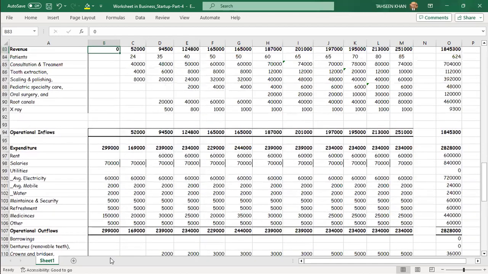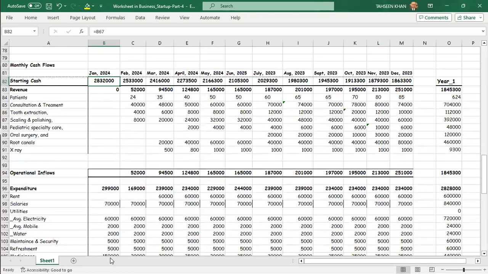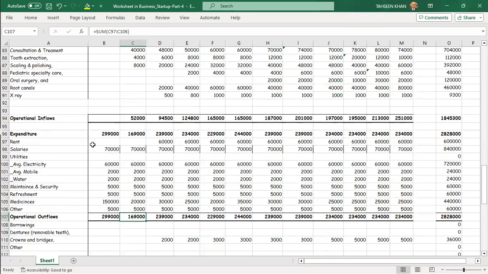For the second month, you can see the revenue comes through. We have 24 patients. 20 come for consultancy, and 2 patients come for tooth extraction and 2 for scaling and polishing. So the total revenue we generate in the second month comes to 52,000. And here we have the detail of the expenditure.